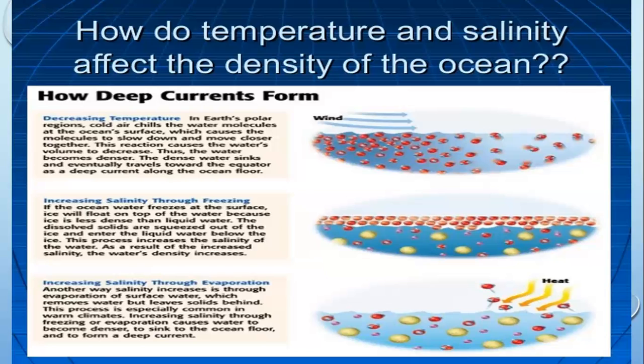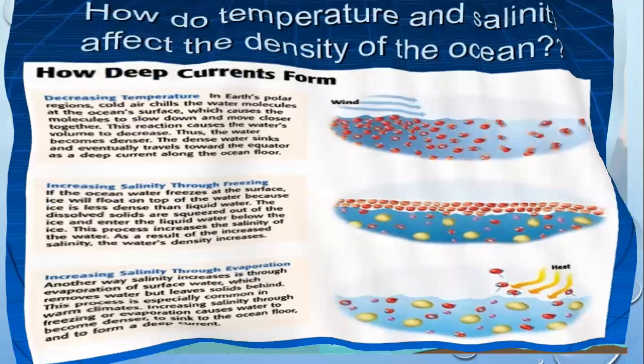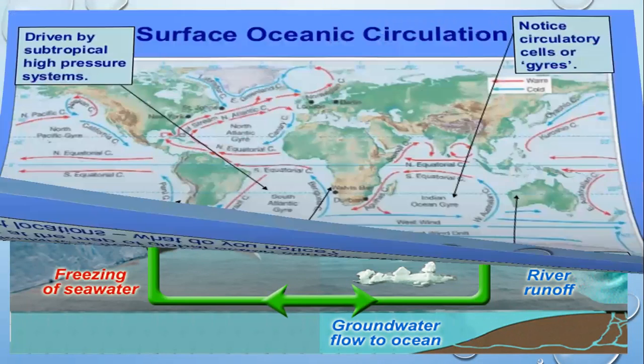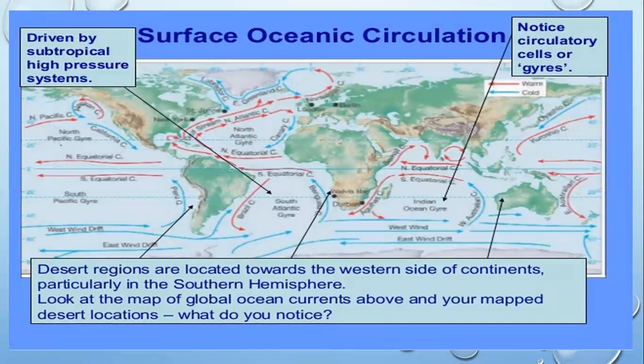Evaporation also plays a very important role in salinity. In short, with the diagram, you can study when salinity increases and when it decreases. If you want to write, you can write the following points: there is an increase in salinity because of evaporation of seawater and also because of freezing of seawater. On the other hand, decreasing salinity is mainly because of the precipitation of rain and river runoff. Now, the next topic is surface oceanic circulation, or you may say ocean circulation.